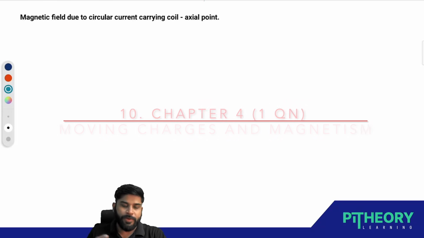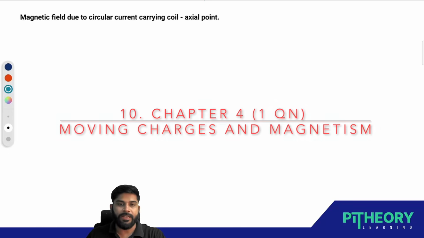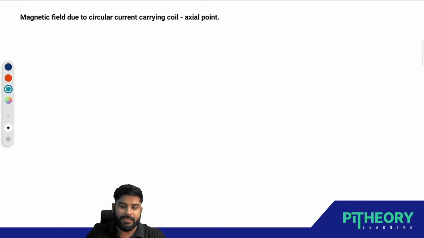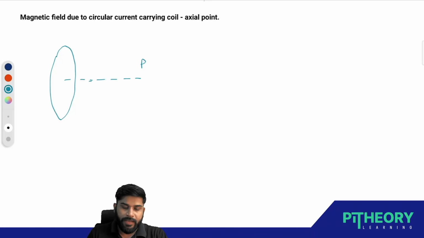Right, going for the next question. Magnetic field due to a circular current carrying coil. We consider an axial point. For this, we consider a circular current carrying coil. So here is that circular coil, suppose. We are assuming that the plane of this coil is perpendicular to the plane of the screen. So let's consider here a point P where we are going to find the magnetic field. We are taking this at a distance x from the center.